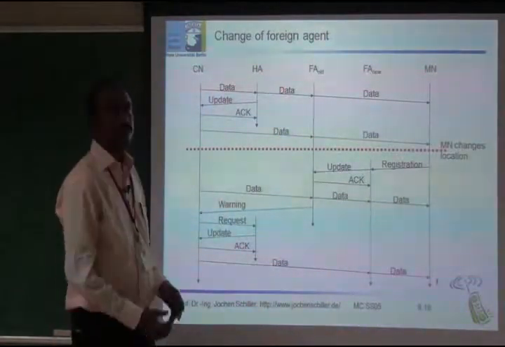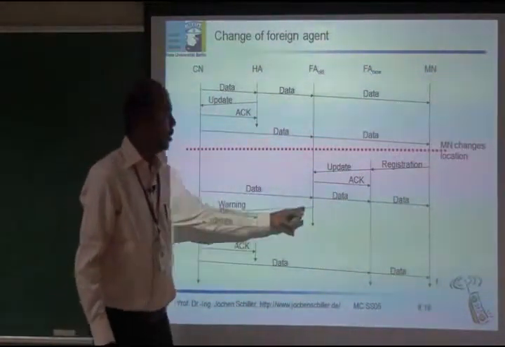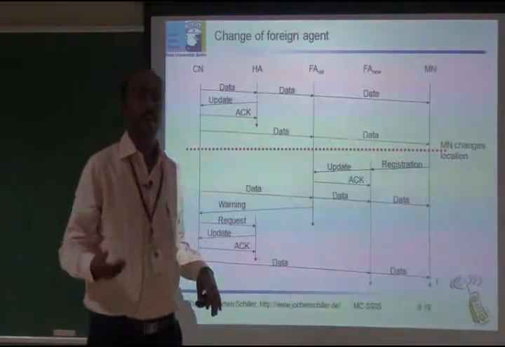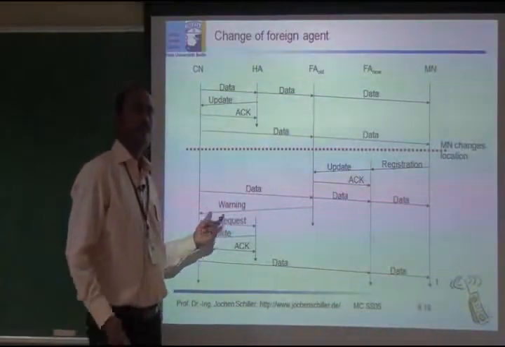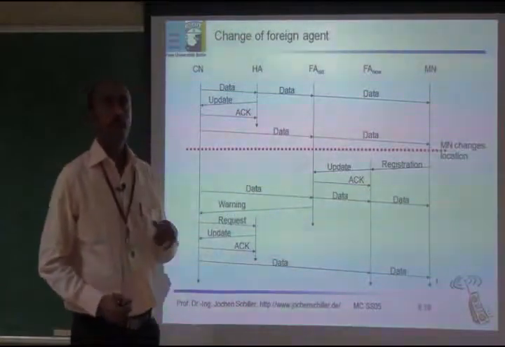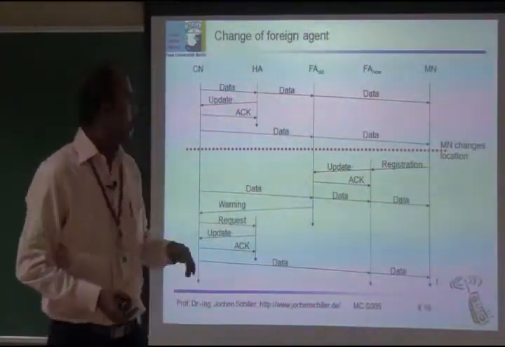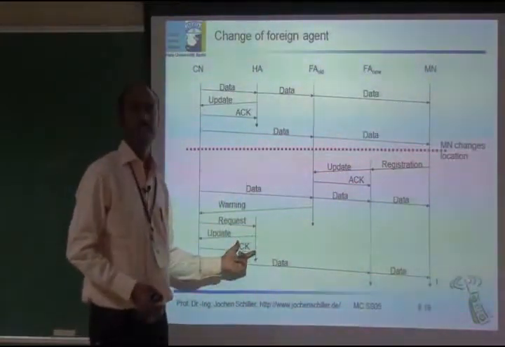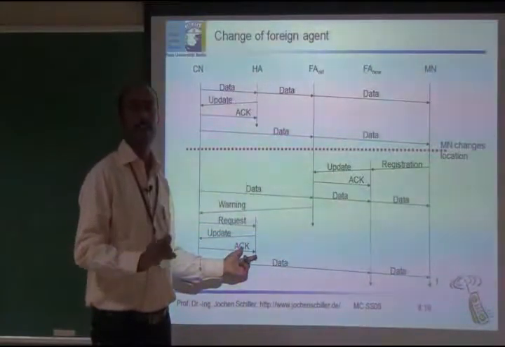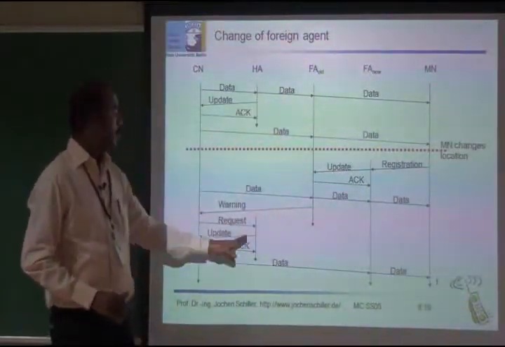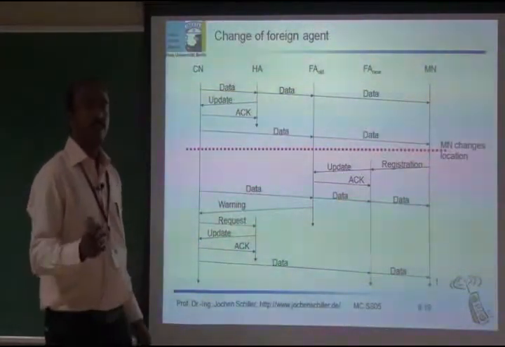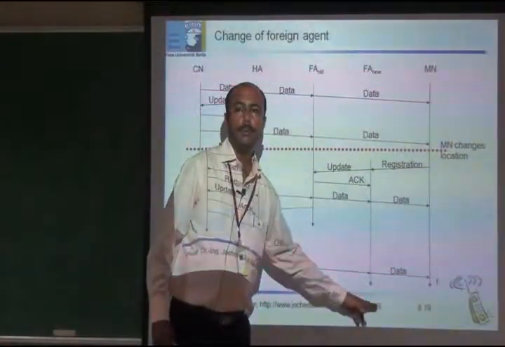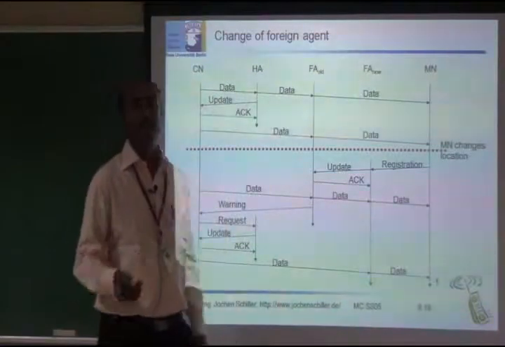After finding the FA old, it will update the correspondent node. Suppose the MN changes location very frequently, there is a warning message. After getting the warning message, the correspondent node knows the mobile node wants to change location very frequently. So it will ask the home agent, what is the current care-of address of the mobile node? The home agent will update and send the acknowledgement. After that, the correspondent node knows about FA new and directly communicates with the FA new. Then it is forwarded to the mobile node.